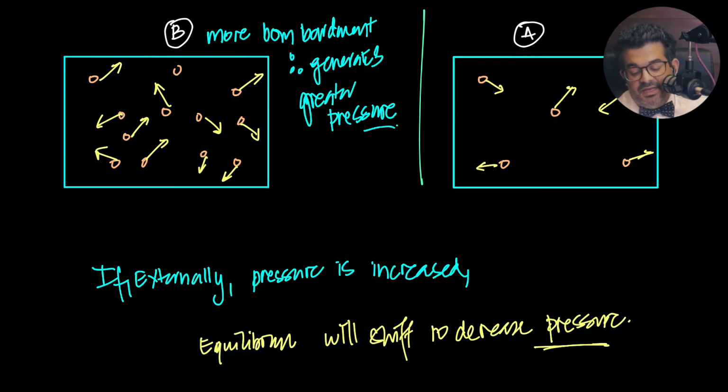So meaning if the external party does this, the equilibrium will want to become the opposite. If the external party reduces pressure, the equilibrium will want to increase pressure, because opposing that change is what Le Chatelier's principle is. So you can learn this. The basic principle is this.